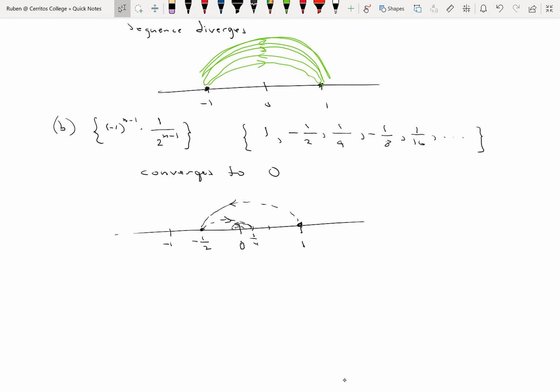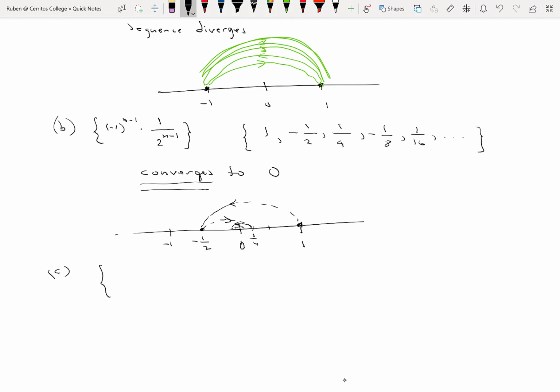The most important part of this statement, though, is that it converges. To what the sequence converges, it's nice to note, but I'm only interested right now in whether the sequence actually converges or diverges. So the sequence converges, happens to converge to 0. Let's take a look at another one, C.